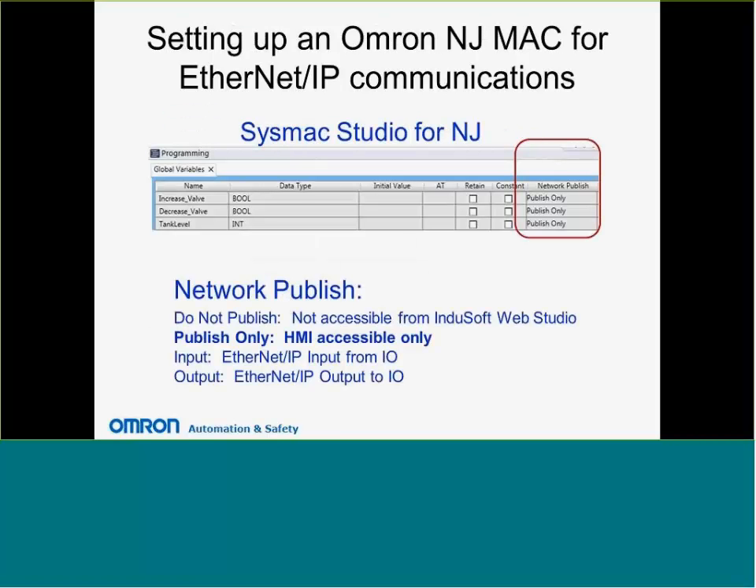If you are using an NJ machine automation controller, same concept. The tags have to be of a network type called publish only. If it is a physical I/O device, it could also be input or output, but if it's an HMI tag only, it would be set as publish only. That makes the tag accessible by Ethernet IP.